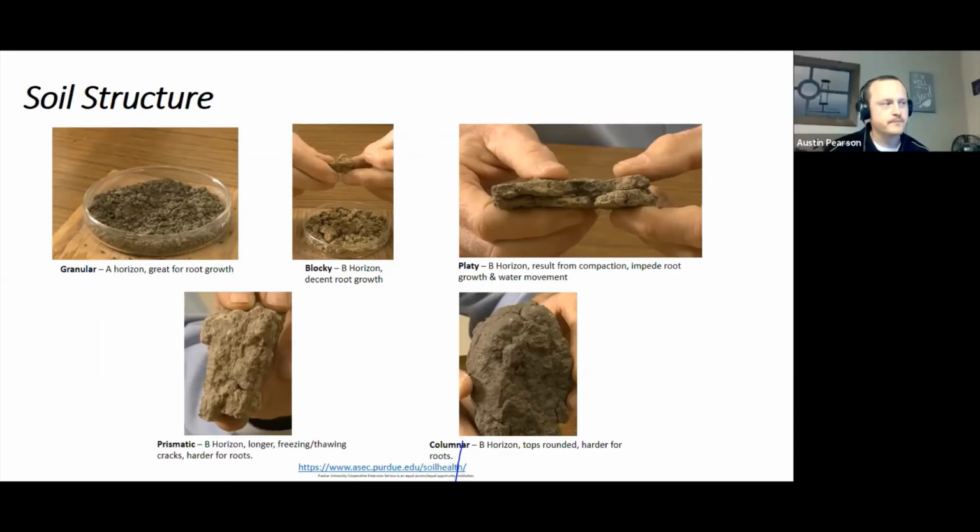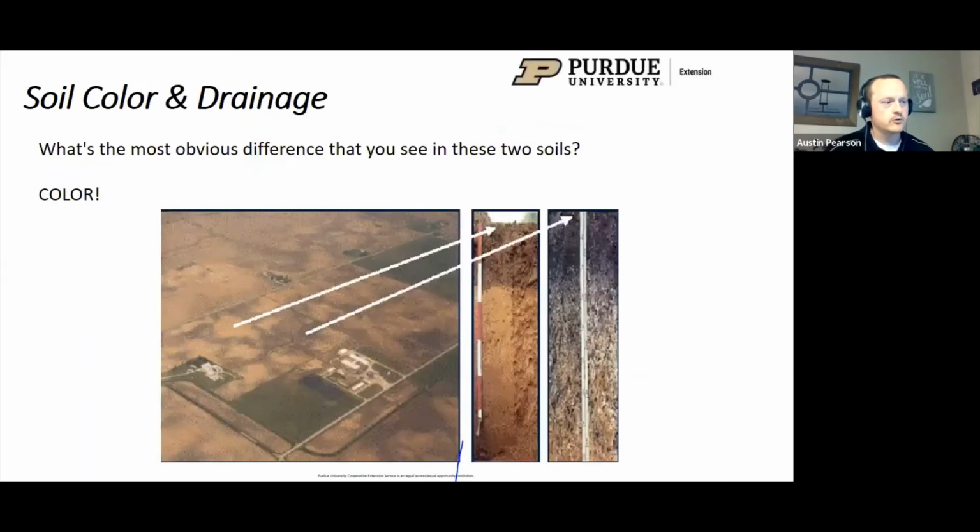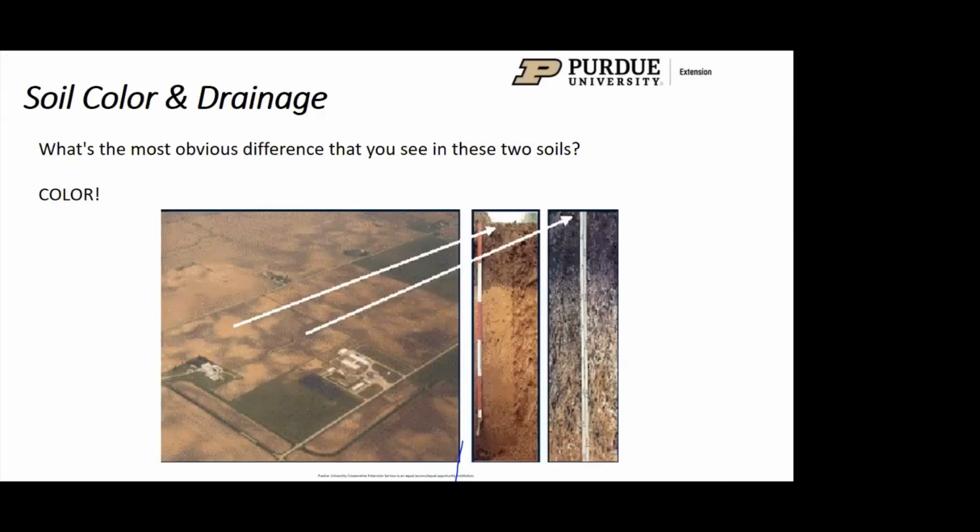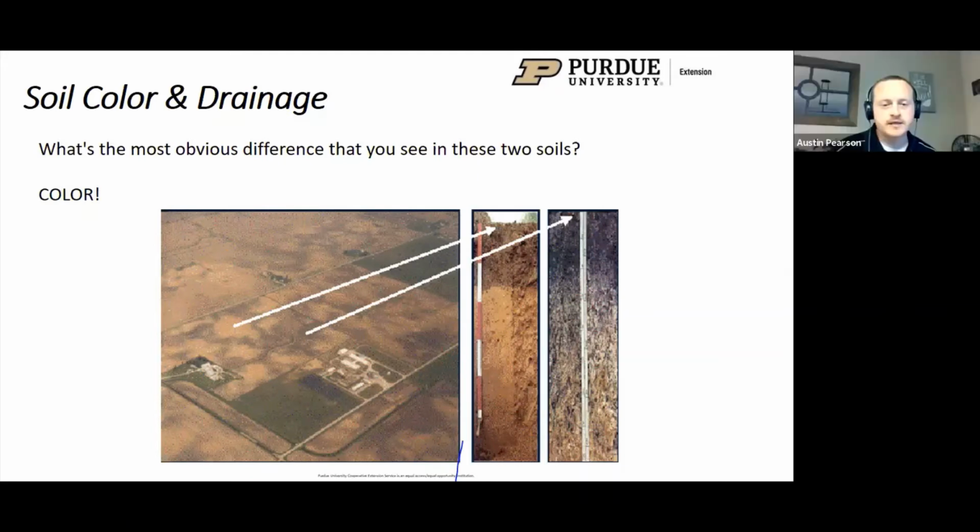The next thing I want to talk about is soil color and drainage, and I'm going to touch on this briefly. Drainage relates back to how well water is going to move through your soil. There's poor drainage and well drained. You want a well-drained soil, but not too well drained, because you want to be able to hold on to water over time.